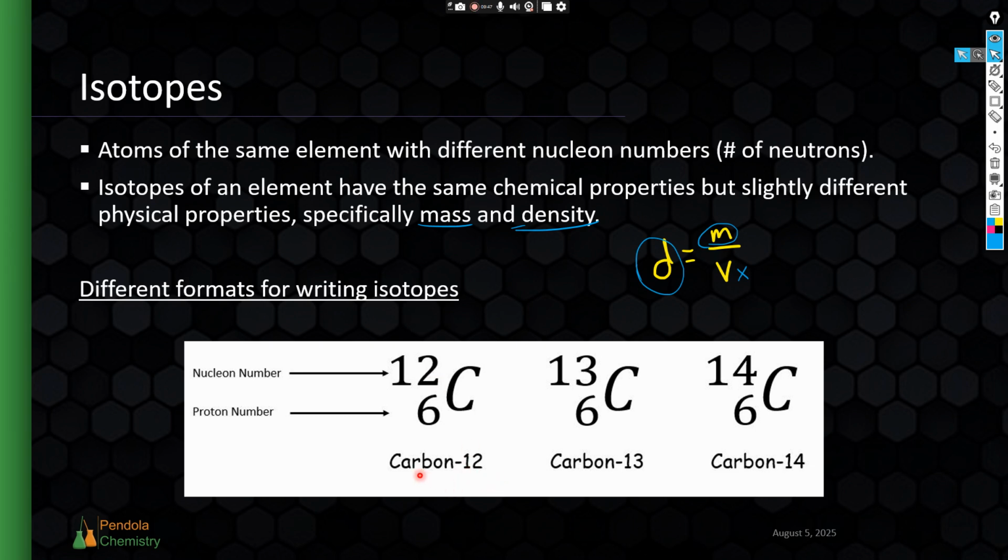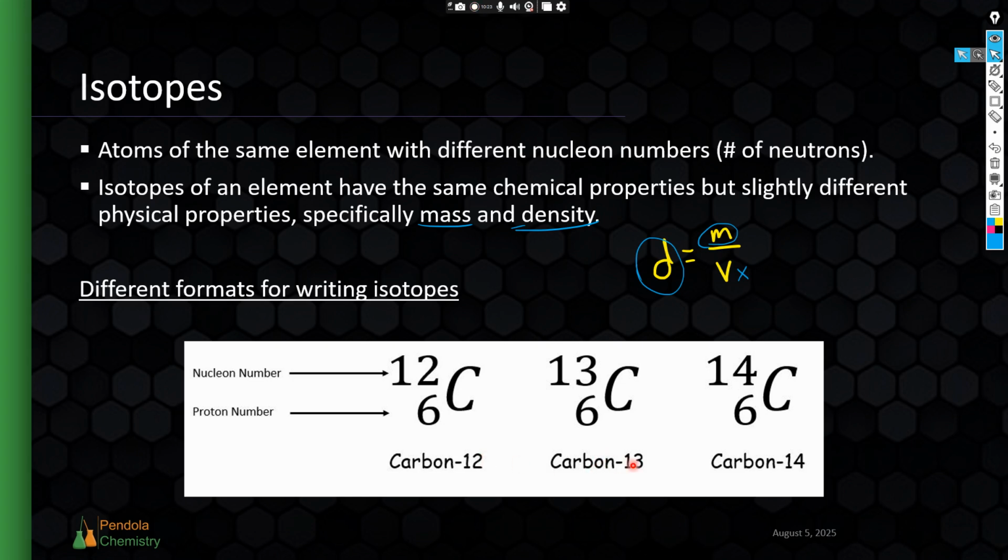Now, is there a more abundant one? Yes, carbon-12 is the most common, the most abundant type of carbon, but that does not make it the main type of carbon. It just makes it one of the three isotopes, which happens to be the most abundant. Now, what do these numbers mean? The carbon-12, 13, and 14, those numbers, 12, 13, and 14, are the nucleon number of that isotope. So when we say carbon-12, we're referring to the carbon isotope with a nucleon number, or mass number, of 12.